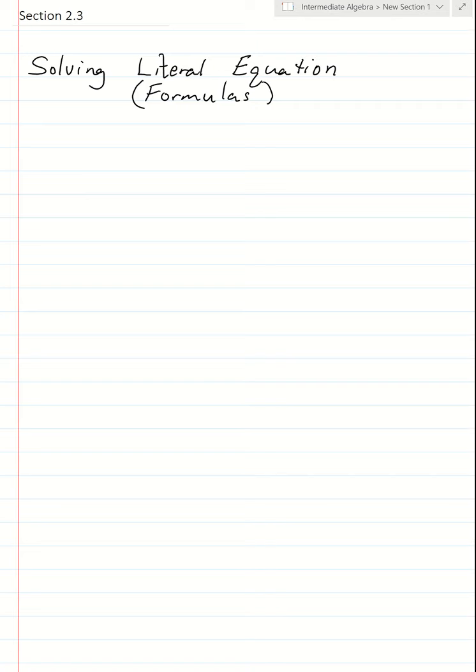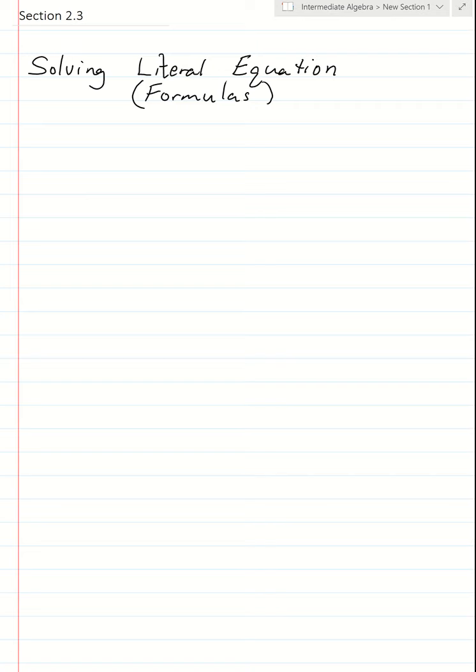But here, when we're solving formulas, or what we call literal equations, your answer is not going to be a specific number. Your answer is going to be some type of algebraic expression. Okay? Let's just look at some basic examples.